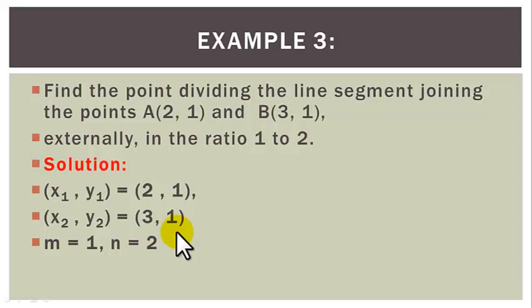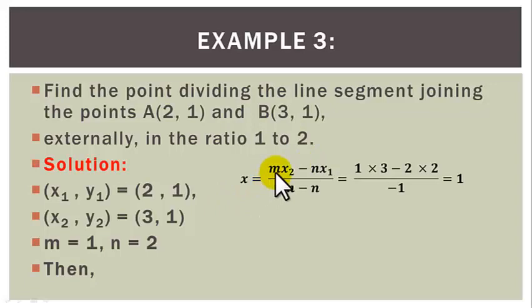Then, using the external point of division formula, we have x equals mx2 minus nx1 all over m minus n, which is equal to m is 1 times x2, 3, minus n, 2, times x1, 2, all over m minus n. 1 minus 2, which is minus 1. 1 times 3 is 3. 2 times 2 is 4. 3 minus 4 is minus 1. Then minus 1 over minus 1 will give us 1.